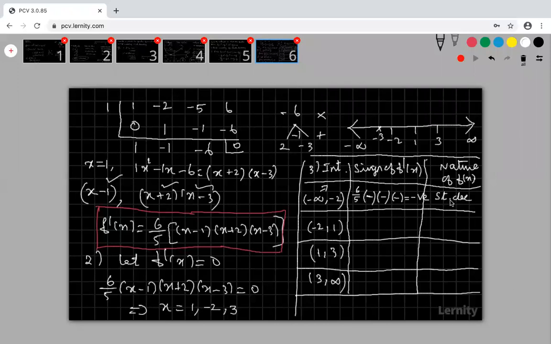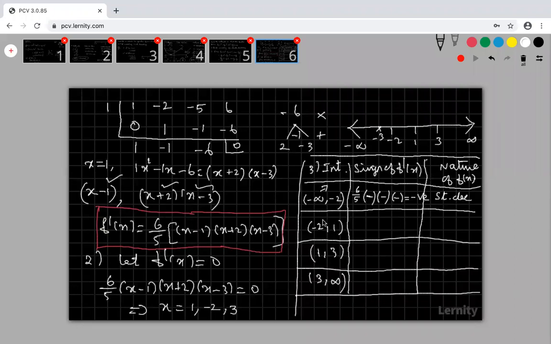Since I don't have space, I am writing it shortly, but you don't write like this. You write fully, strictly decreasing. Because of negative, it is strictly decreasing. I'm using the theorem: my f of x is strictly decreasing if my f dash of x is less than 0, negative. Using the theorem, I'm concluding that.